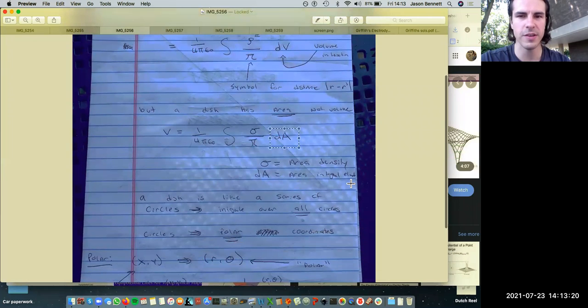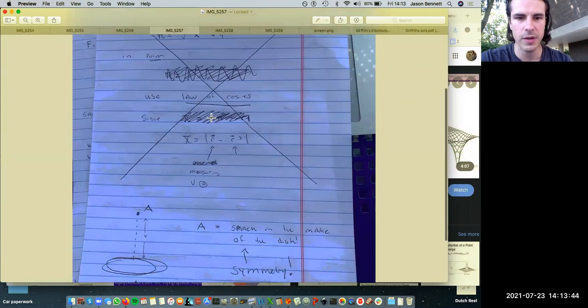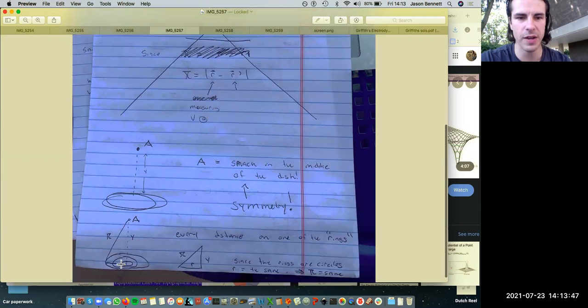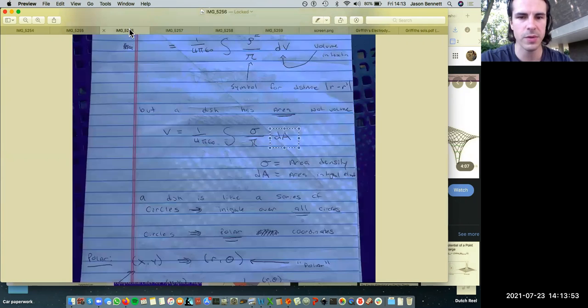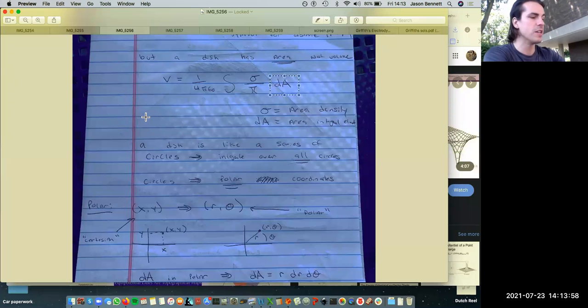And another way to simplify the integration here, because what we have to do is integrate over the whole area of this disk, and noticing that this A is directly in the middle of the disk, we can use the symmetry of disks. Disks are really just a bunch of circles. Like it's a circle, a circle, a circle, a circle, a circle. And so we're going to integrate over all the circles. Circles go here. So it's just a circle at this distance, a circle at this distance. And because we're using circles, we want to use a different coordinate system.